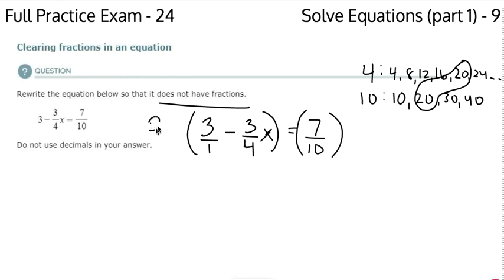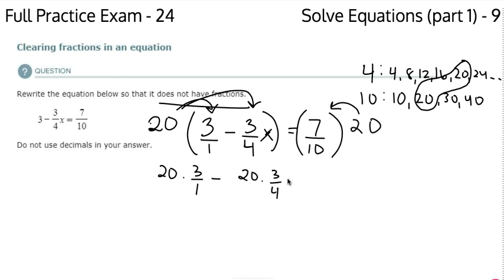So I'm going to multiply each side by 20. My 20 distributes on both sides. You get 20 times 3 over 1 minus 20 times 3/4 x equals 7 over 10 times 20. Do not do this in your head. You will make mistakes. I'll make a mistake if I do it in my head. So now we're just going to multiply.